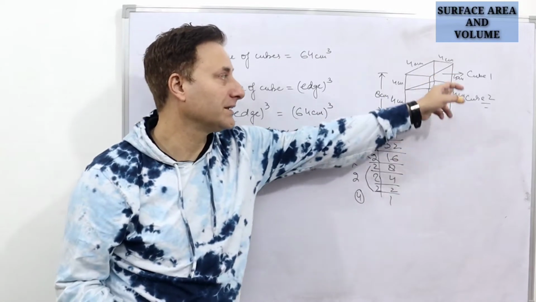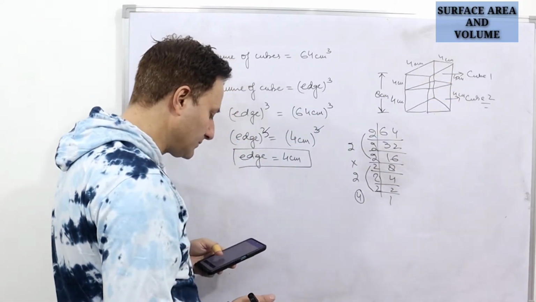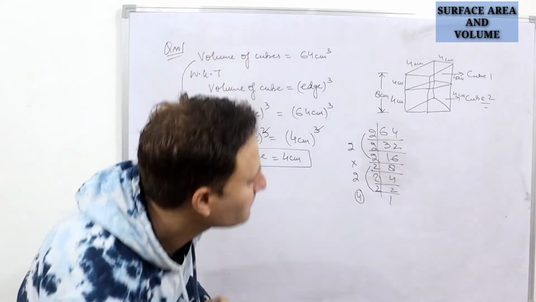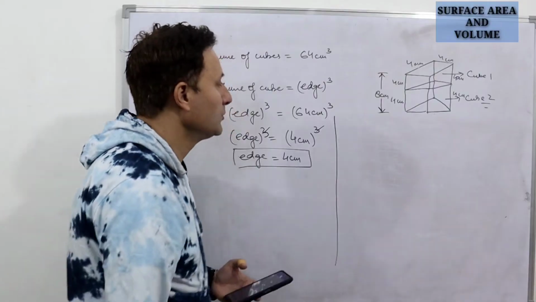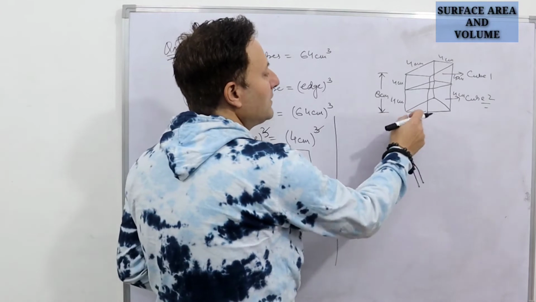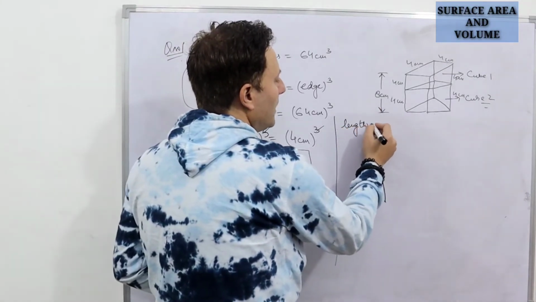Similarly this becomes 8 and this becomes 8 as well. So now the question says, find the surface area of the cuboid. So let's talk about this cuboid now. What do we have? We have length, breadth and height in the cuboid.